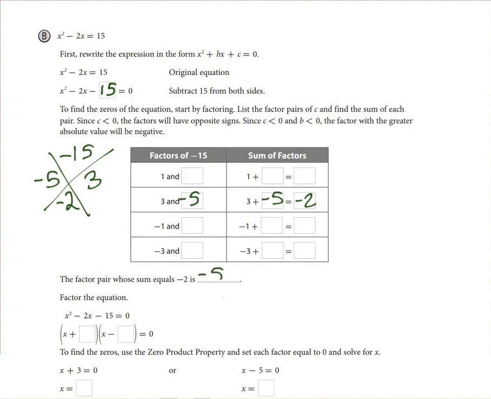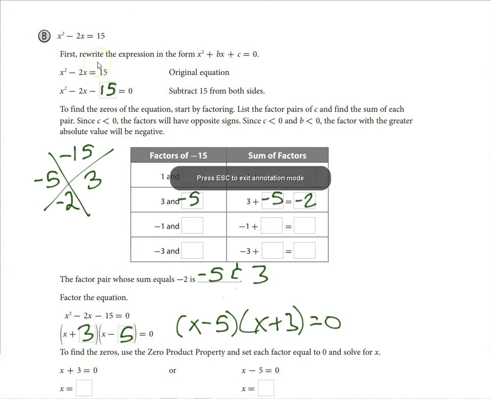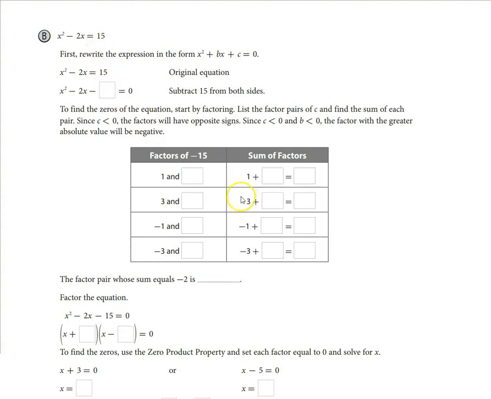So the numbers are negative 5 and 3, and we can say that that will factor into x minus 5 times x plus 3. It does not matter what order those go in. It could be x minus 5 first. Now the 5 has to go next to the minus sign and the 3 has to go next to the plus sign, but the x minus 5 can be written first. Multiplication does not depend on the order of the numbers.